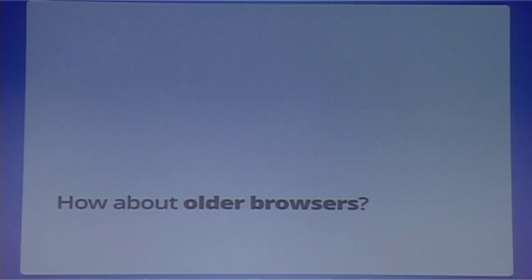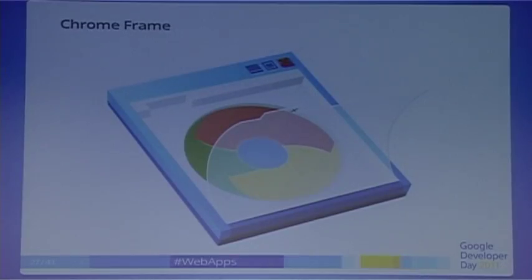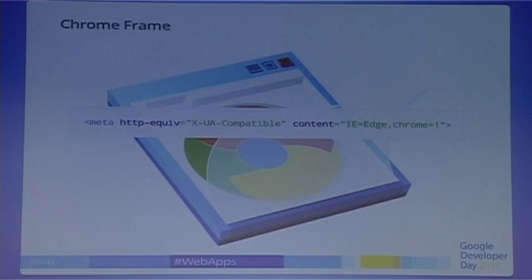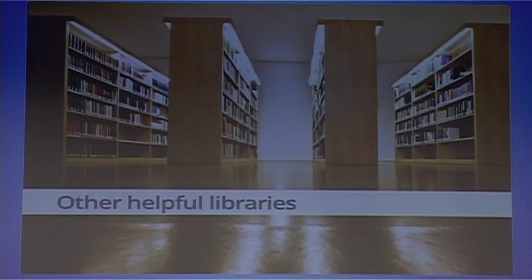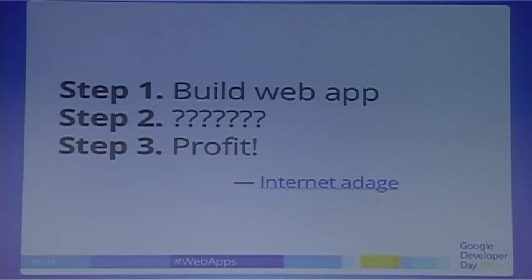So for older web browsers, there are cross-browser polyfills. First of all, you can use Chrome Frame for IE6 and suchlike. It's a single meta tag. And then other polyfills, HTML5 Boilerplate, Modernizr, and jQuery, pave over all the differences between the platforms and the feature sets supported. Very useful, use them.